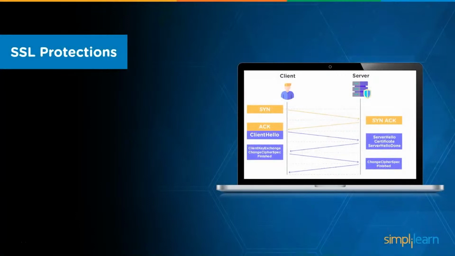With so many sub-protocols and sub-variants of the SSL protocol, the work is divided into multiple layers and aspects. Let's have a look at some of the ways the SSL layer makes the internet safe and secure.